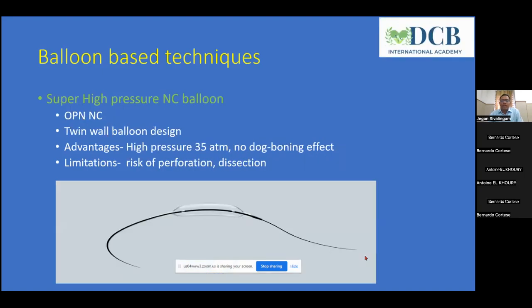So then comes this super high pressure NC balloon, that is OPN NC balloon. This is very unique in design. It has a double-layered, twin-wall balloon. So it offers the advantage of going up to very high atmospheres like 35, sometimes even 40 atmospheres. They claim it has no dog-boning effect, so the dumbbell appearance won't be there. But obviously if you go to very high pressures, it can increase the risk of perforation and dissection.